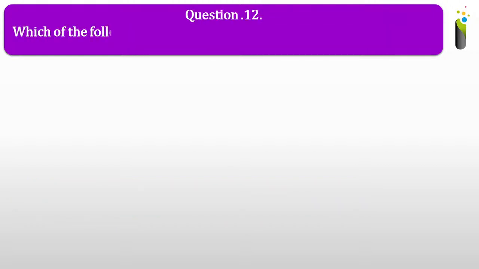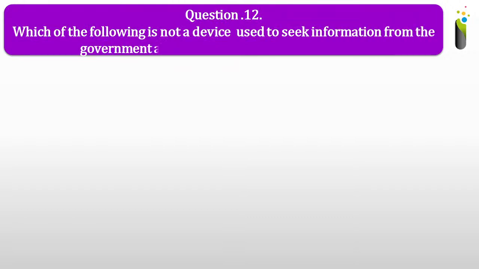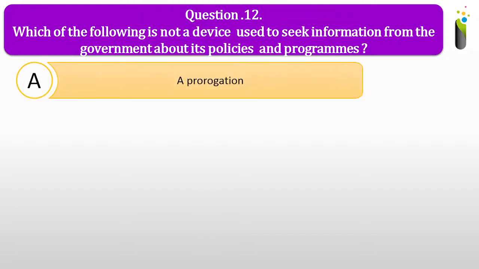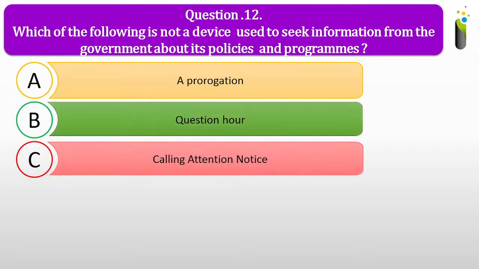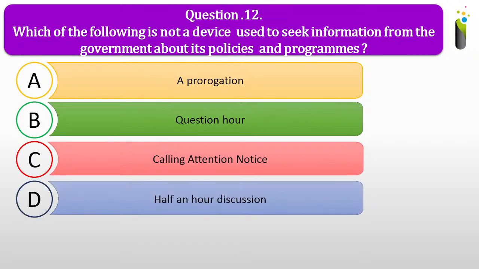Question number 12. Which of the following is not a device used to seek information from the government about its policies and programs? And your options are A. Prorogation, B. Question hour, C. Calling attention notice, D. Half an hour discussion.